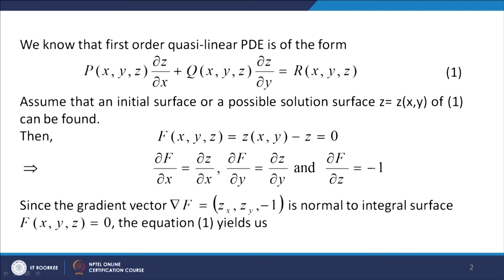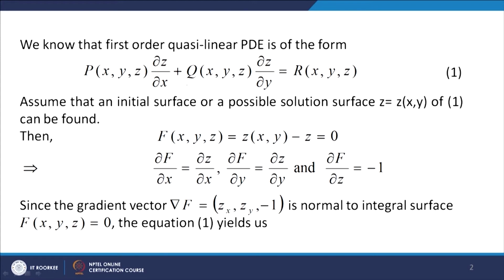Now we know that f(x, y, z) = 0 represents a surface, and del f is a vector which is normal to the surface. So here the components of del f, which are the partial derivatives of f with respect to x, y, z, are z_x, z_y and -1. So the gradient vector del f, equal to (z_x, z_y, -1), is normal to the integral surface f(x, y, z) = 0.